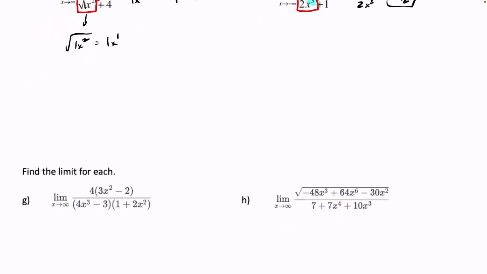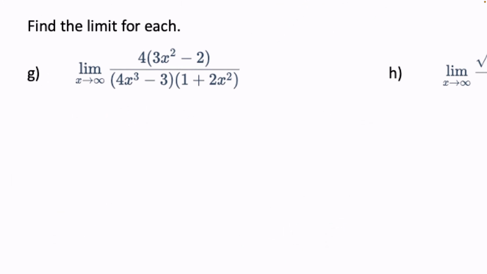Okay, so let's look at G now. Oh, I'm excited now. What was it you wanted for your funeral? It was like those little white flowers. All right.